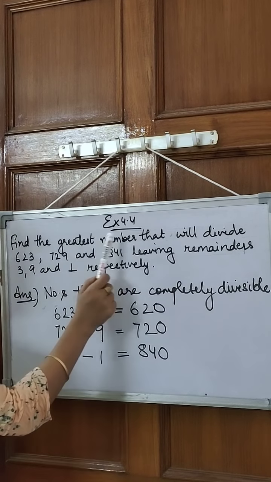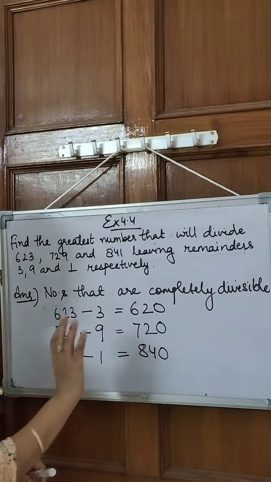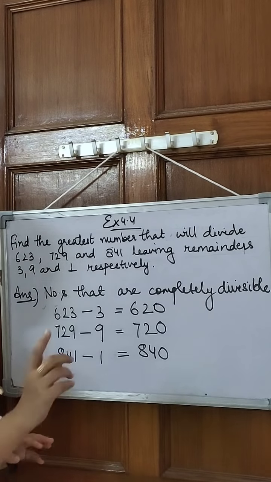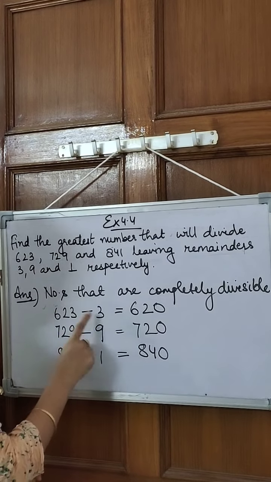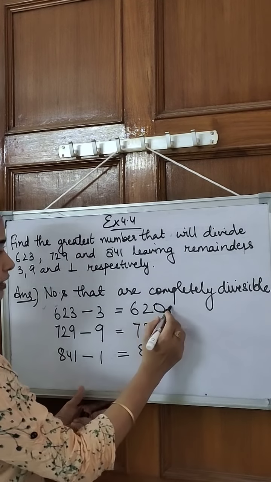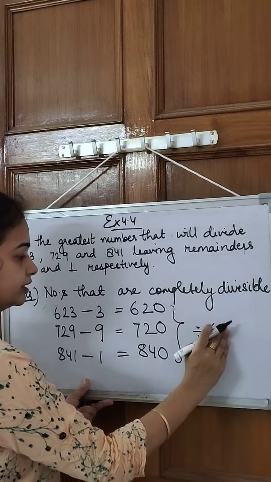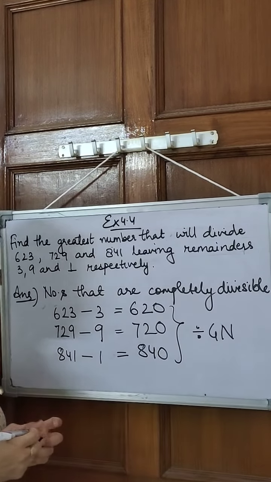Now when I divide these three numbers with my greatest number, they will be exactly divisible. I will get no remainders, because whatever the remainder was, I have removed it. So once I have removed the remainder, these three numbers will be completely divisible by my greatest number.